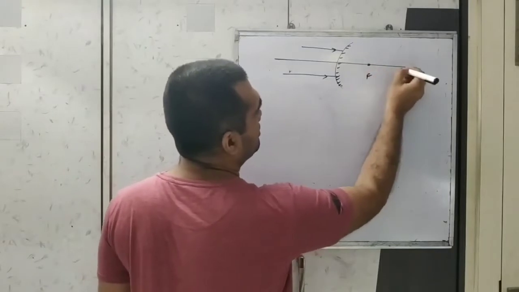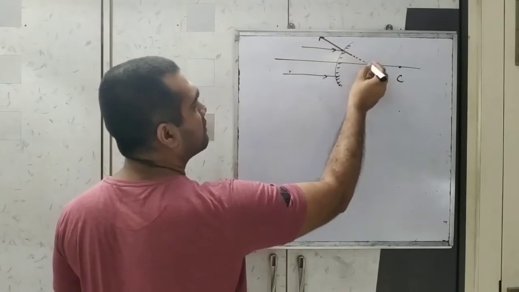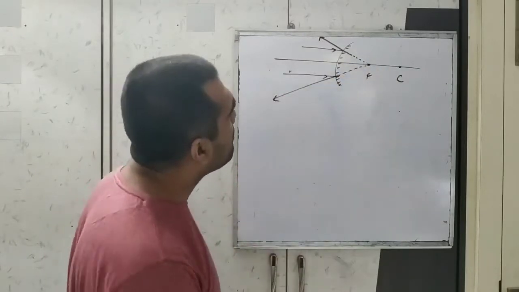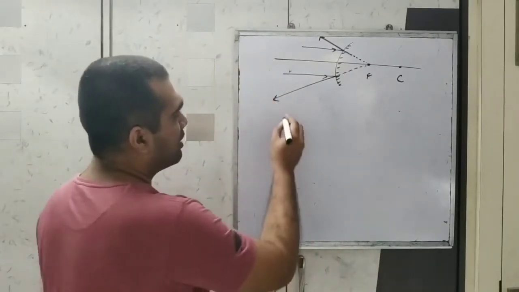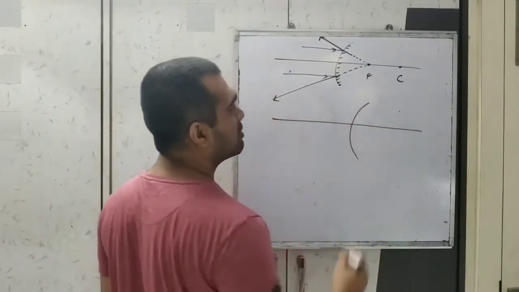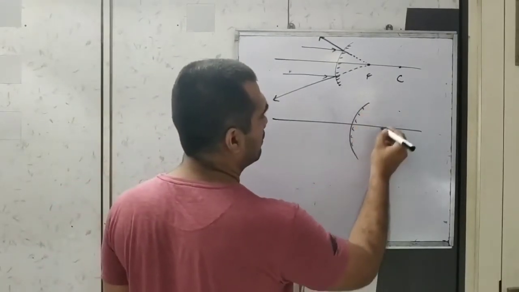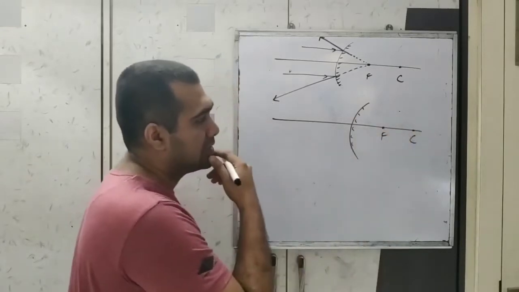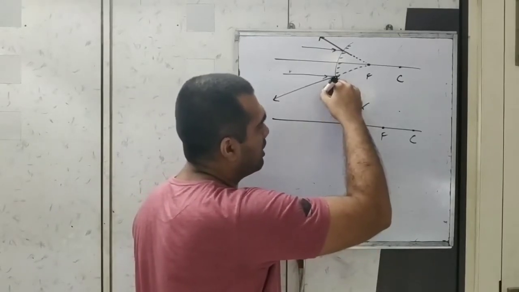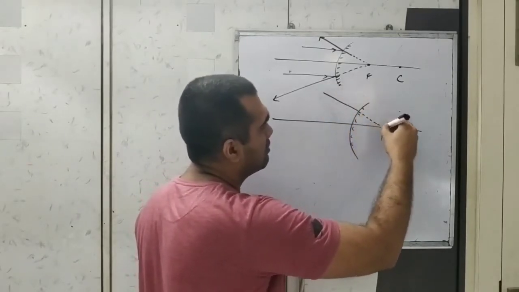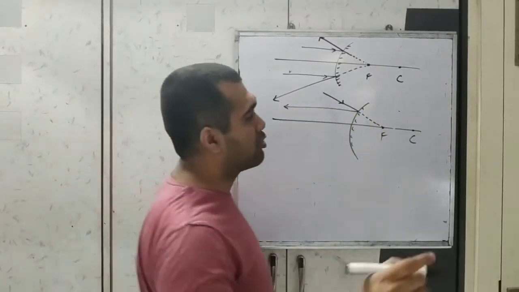Here's F and here's the C. So it appears to be meeting at F, diverging rays. Convex mirror is a diverging mirror. But what if the object is far away and the rays of light are not parallel to the principal axis? Then we have drawn this diagram earlier actually. So one, let's assume it is passing through F. So it will become parallel to the principal axis. And the other, if you remember, I had drawn it passing through C.